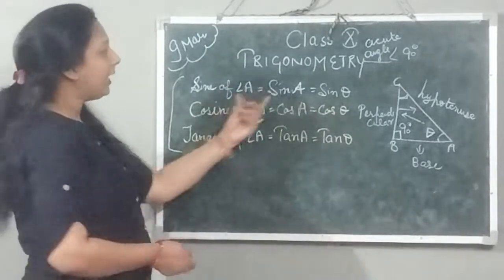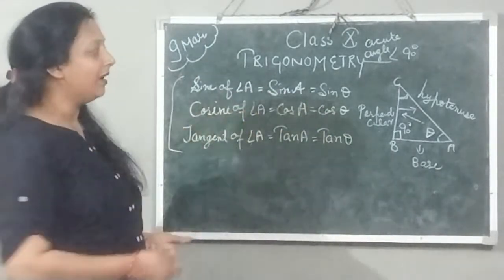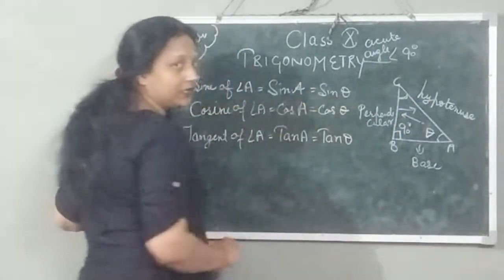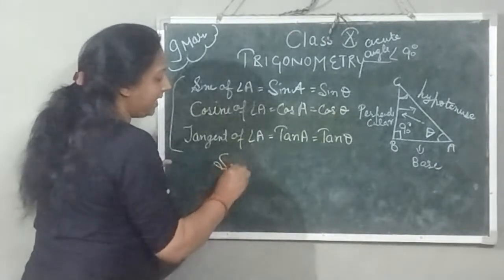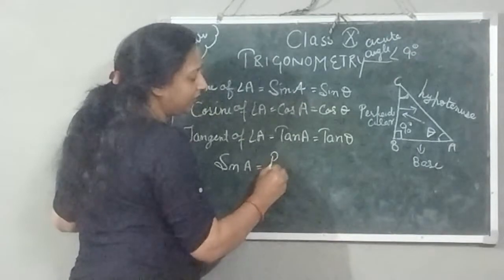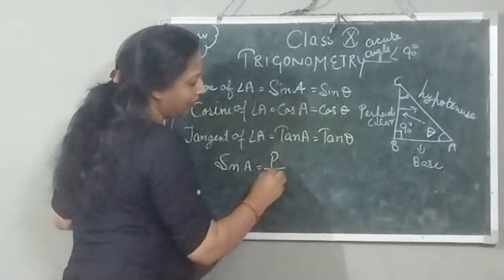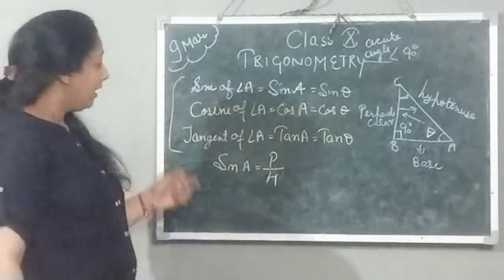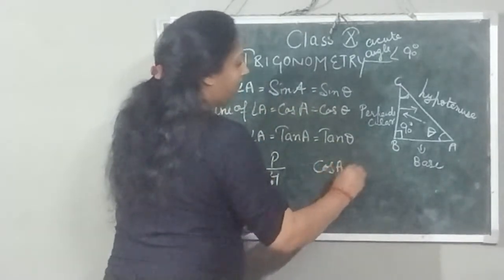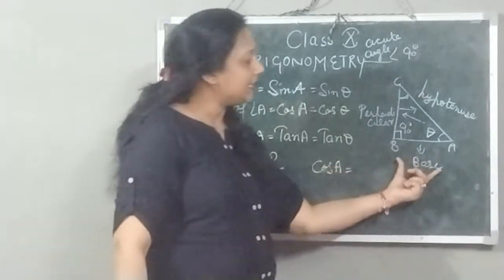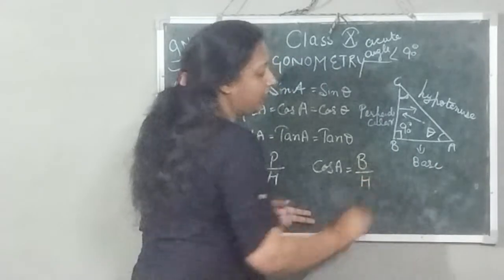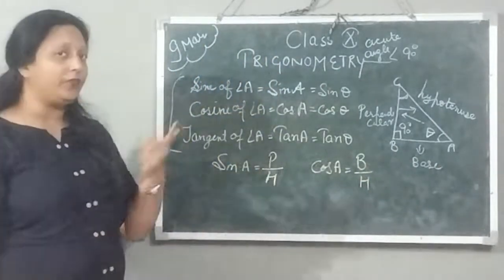Now, what is the value of sine theta? Sine theta is called the perpendicular upon hypotenuse. So, sine A, what is the value of sine A? That is perpendicular upon hypotenuse. And what is the value of cos A? Cos A's value is base upon hypotenuse. And the value of tan A.